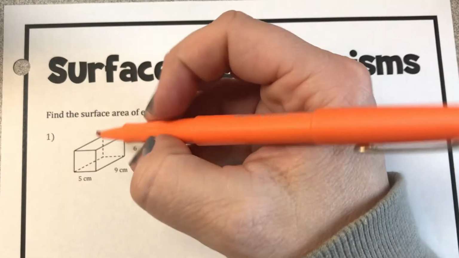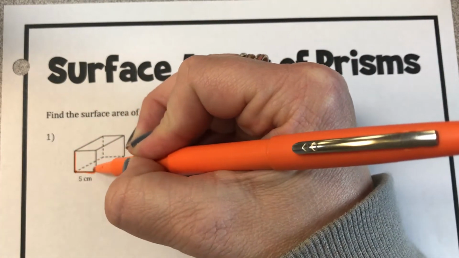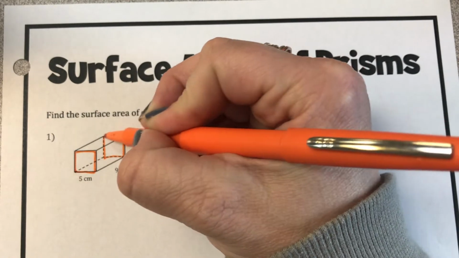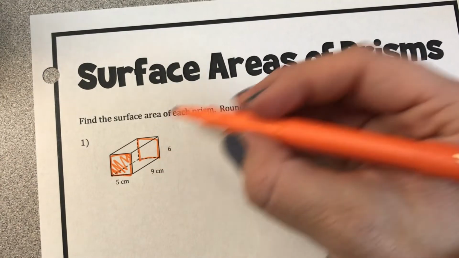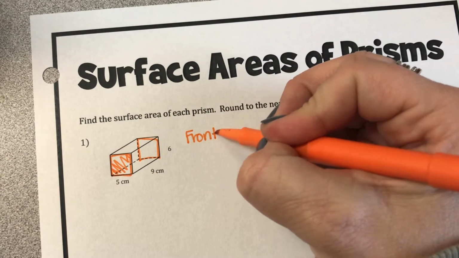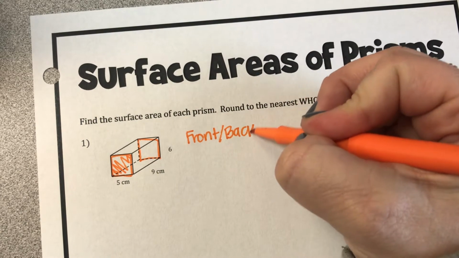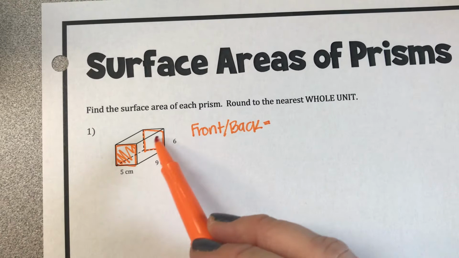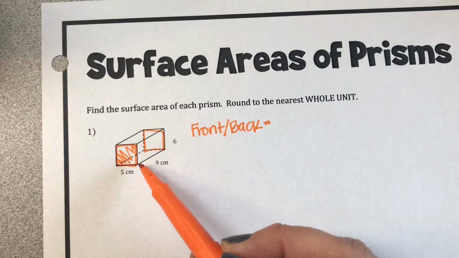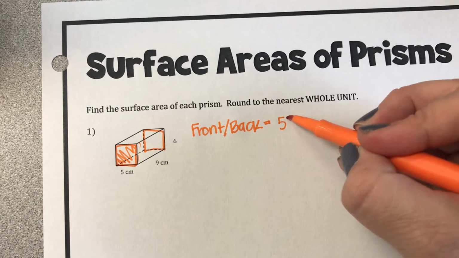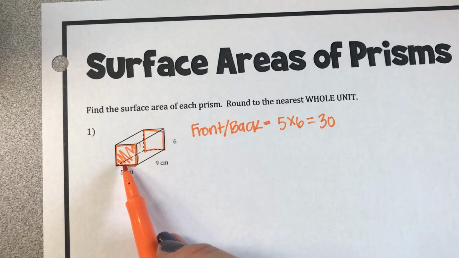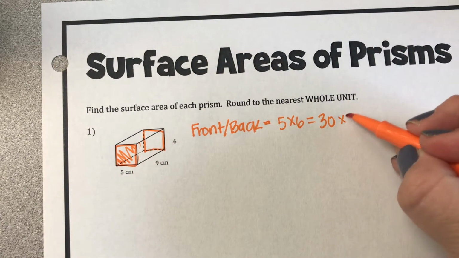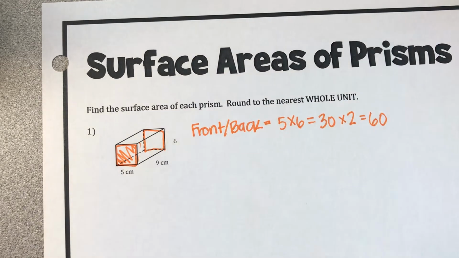Okay, so we can start by, I will call this the front and the back. So we have the front of our fish tank or box or whatever it is, and the back. We can agree that those are the same sizes, right? If I were to measure this and this, they're the same. And they have a length of 5 and a height of 6. So 5 times 6 is 30. And then, how many of them do I have? Times 2. So the front and the back have a total area of 60 units.